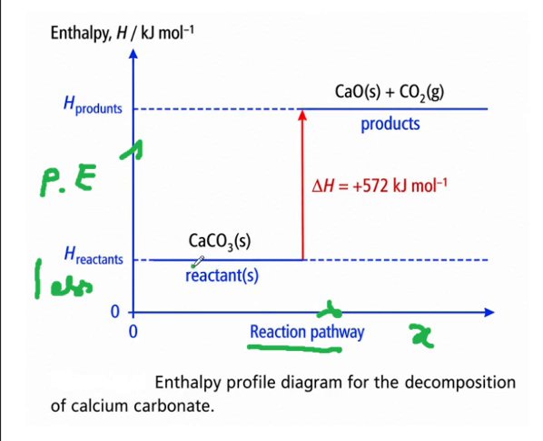This amount of energy is not sufficient to decompose it to form calcium oxide and carbon dioxide. So in order to make the reaction happen, in order to make calcium carbonate decompose to form calcium oxide and carbon dioxide, we have to supply an external amount of energy, that is Ea, the activation energy. The activation energy is shown by the arrow mark. Delta H equals plus 572 kilojoules per mole.